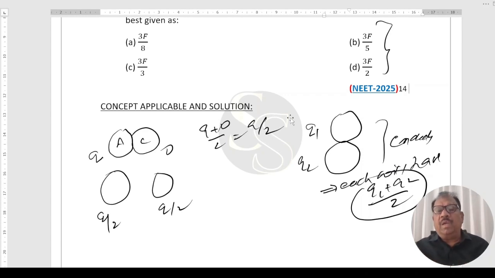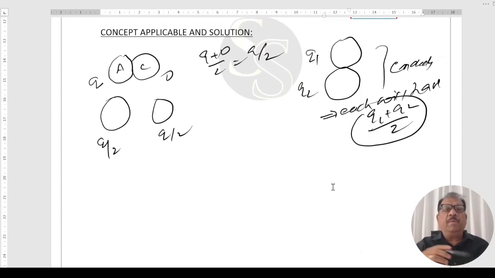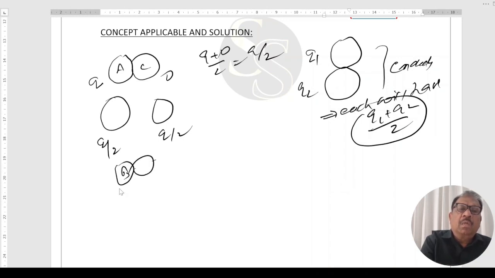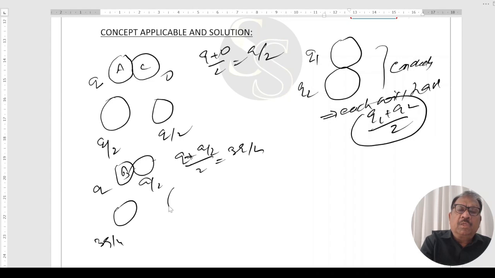This is the concept. Next, second case, B and C. This is Q, this is Q by 2. Q plus Q by 2 divided by 2 is 3Q by 4. So B will have 3Q by 4, and C will also have 3Q by 4.